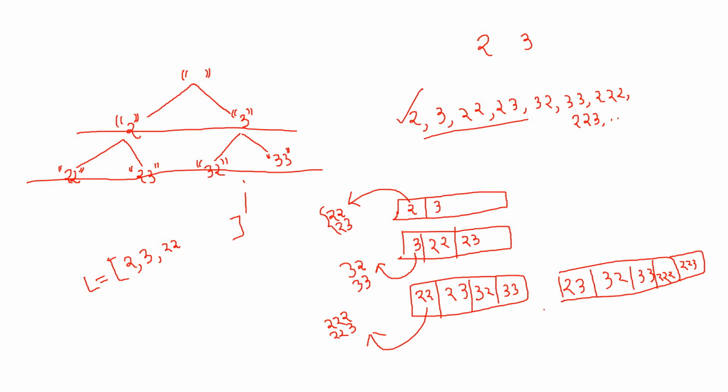2, 3, 22. In the next iteration 23 will be popped, in the next iteration 32, then 33, then 222, then 223. Like that it will pop up, and see, this is nothing but our sequence. So basically this is the simplest algorithm.